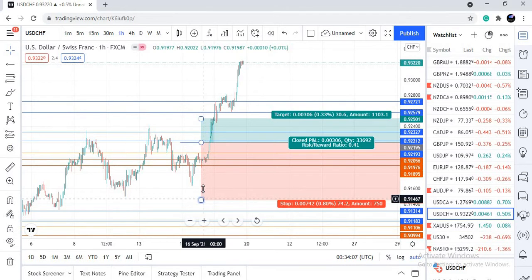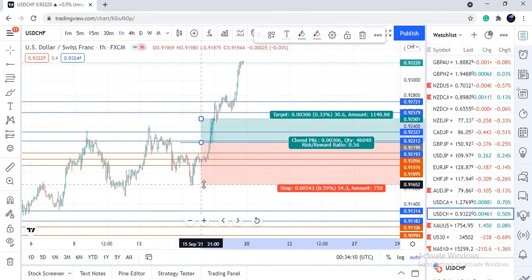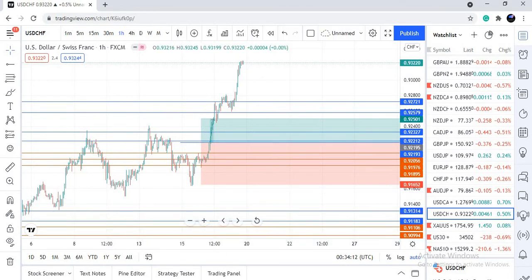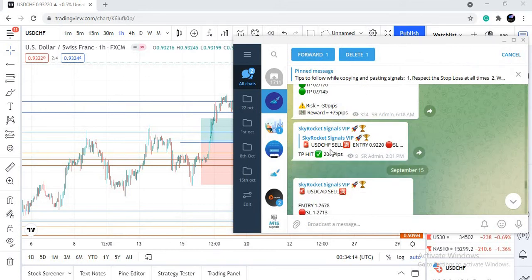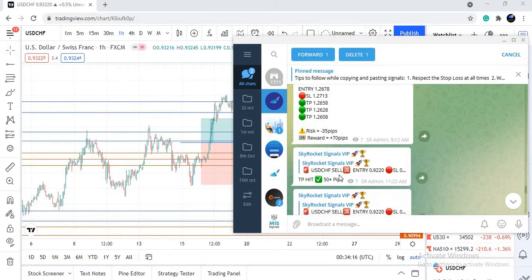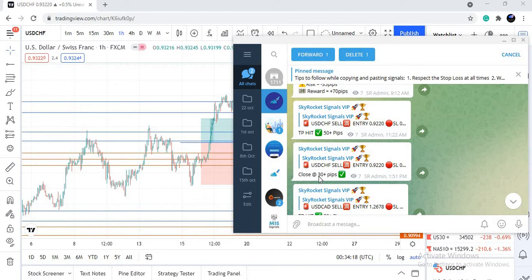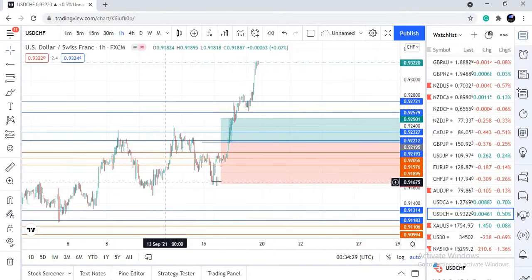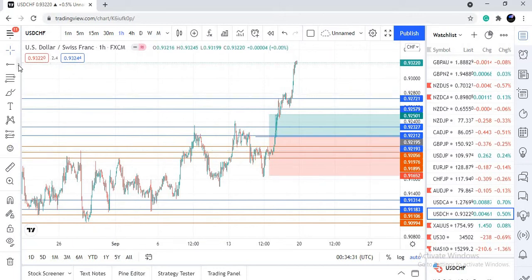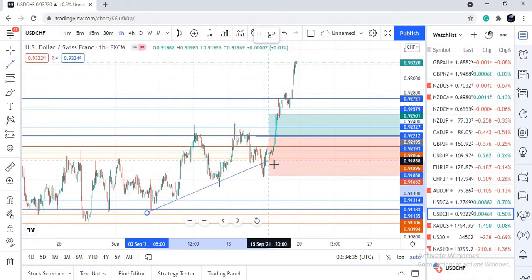The highest level it got to was 54 pips, and I guess when the trade hit our TP1 and our TP2, we sent a close signal to close this trade at 30 plus pips, because we discovered that it bounced with regards to a trend line which is around here.